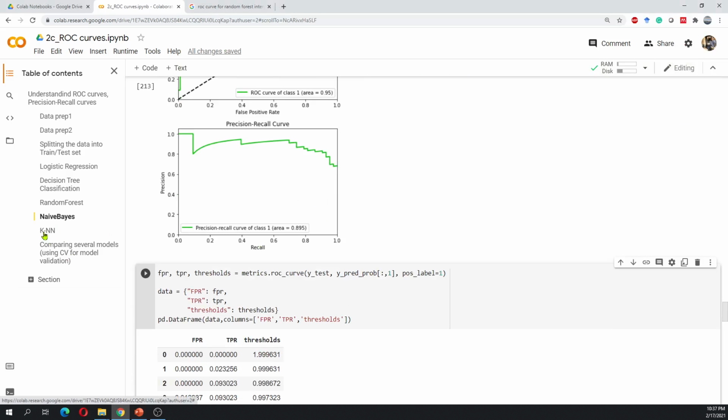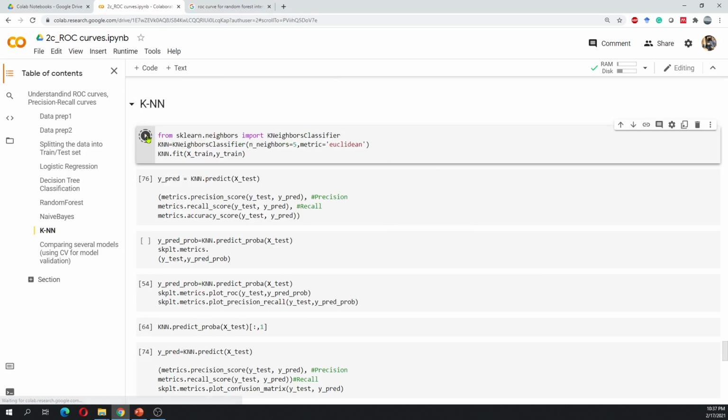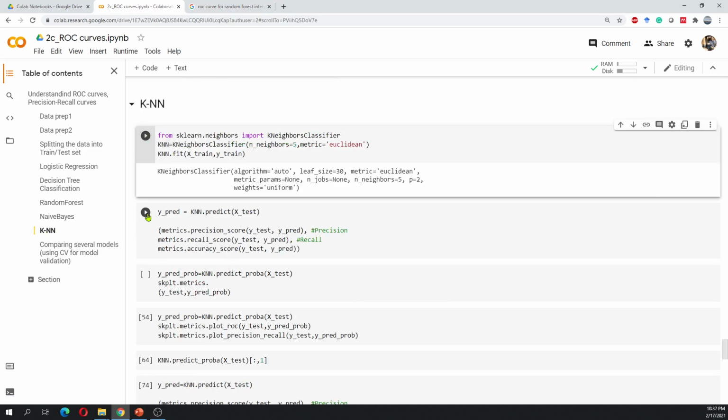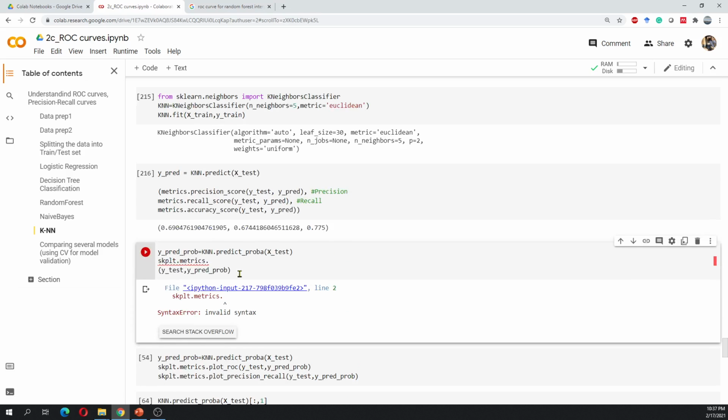So let's see, can we do the ROC curves for the k-nearest neighbor classifier? Yes, we can. Let's take a look. This doesn't look right.